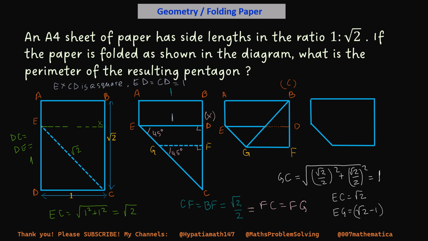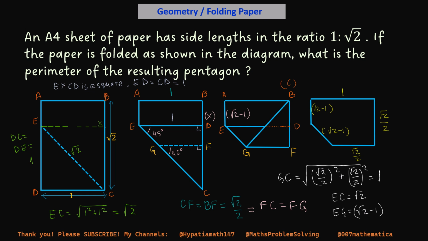So we do know all the sides now. So AE is root 2 minus 1. The reason is this whole thing is root 2, and this bit is 1, so this bit would be root 2 minus 1.